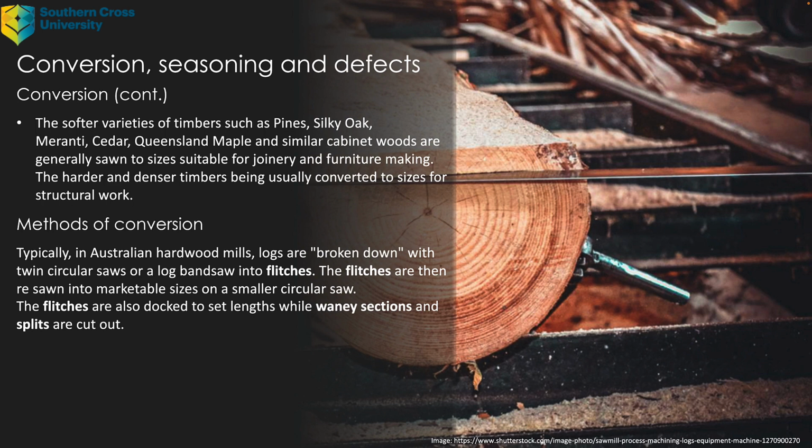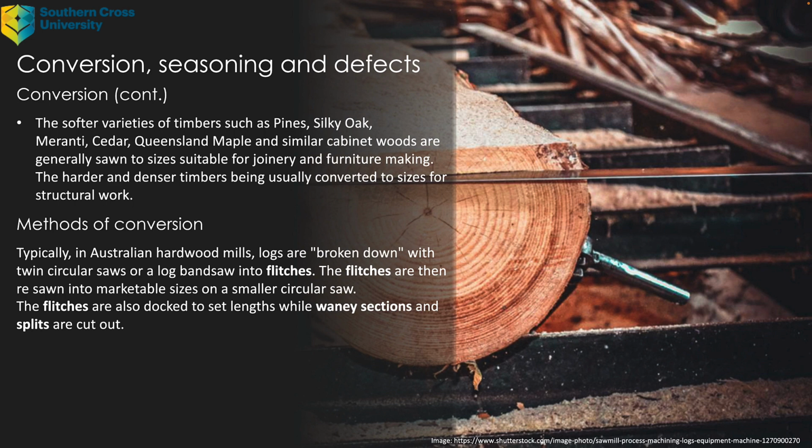Methods of conversion. Now, in Australian hardwood mills, because that's primarily what we deal with here in Australia, if it's not plantation grown pine, which is softwood, generally it's hardwood. So in Australian hardwood mills, logs are broken down with twin circular saws or a log bandsaw into flitches. The flitches are then resawn into marketable sizes on a smaller circular saw. The flitches are also docked to set lengths, while waney sections and splits are cut out.